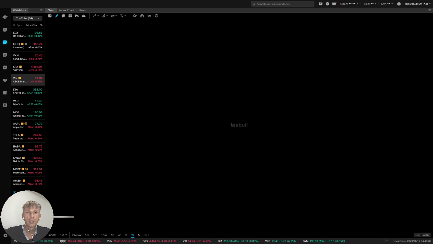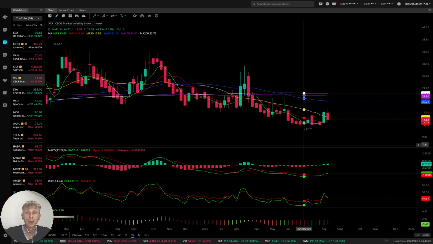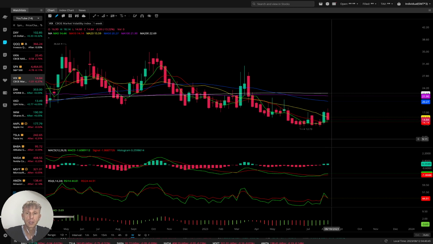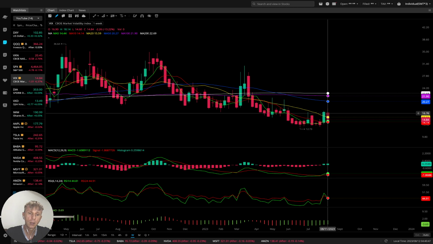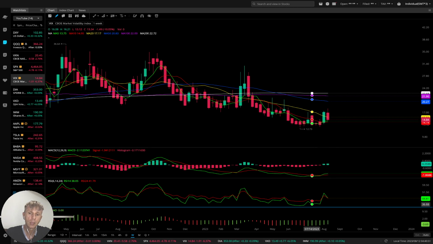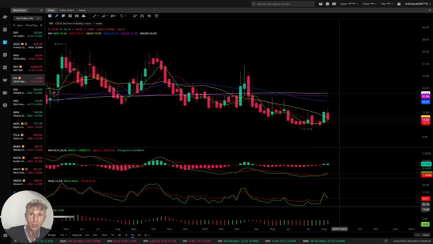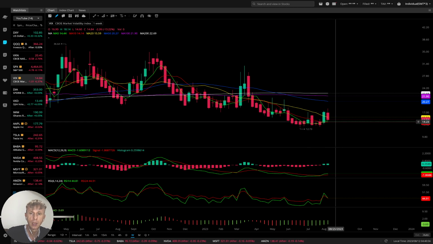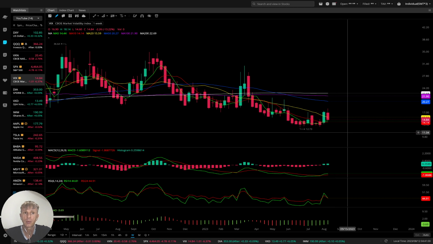VIX, volatility index for S&P 500, still kind of in a bullish reversal signals. Last week it was very negative, but on moving averages, on all indicators, still in a bullish reversal signal. Still in a bearish territory, but bullish reversal signal. It is negative for S&P 500.